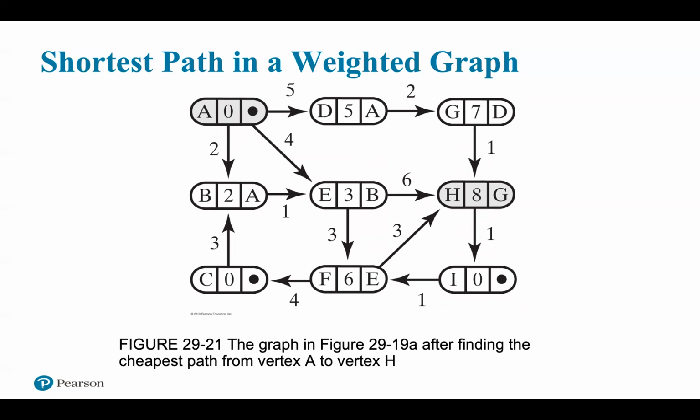We remove the entry from the priority queue. The entry contains vertex B, so we visit B. We also store within vertex B the path cost 2 and its predecessor A. Now B has vertex E as its sole unvisited neighbor.